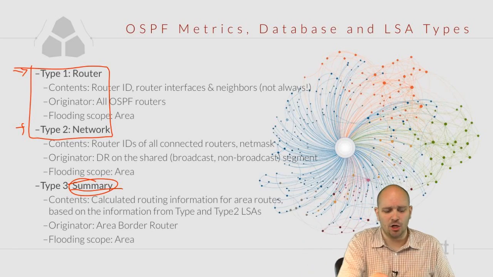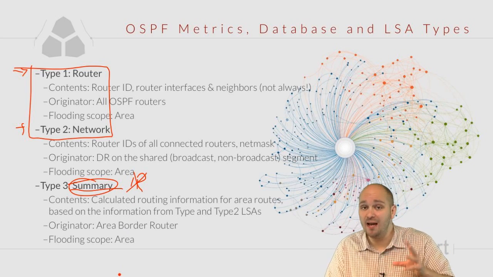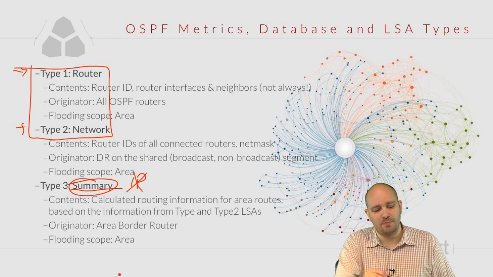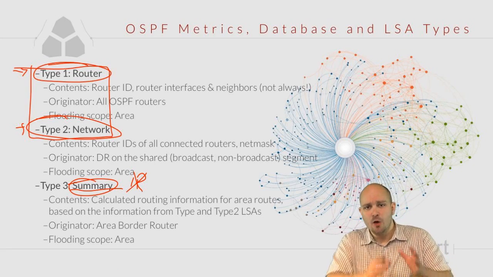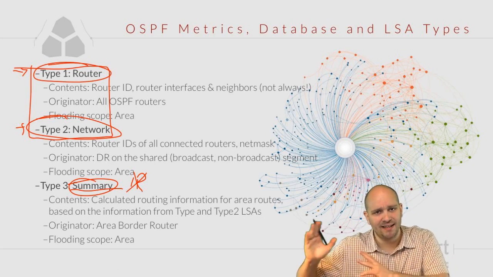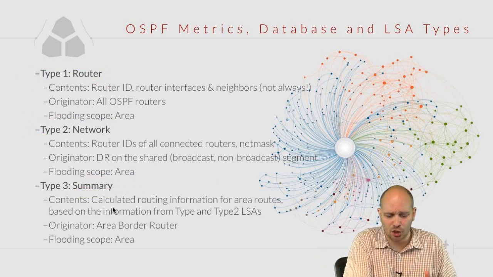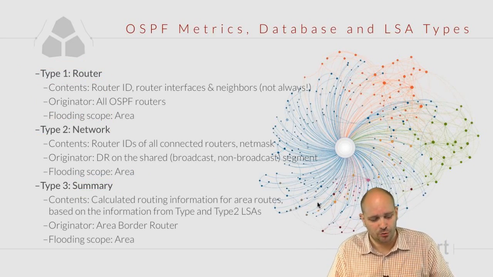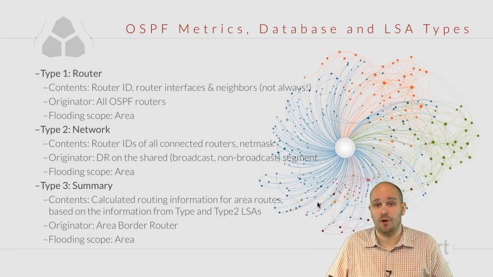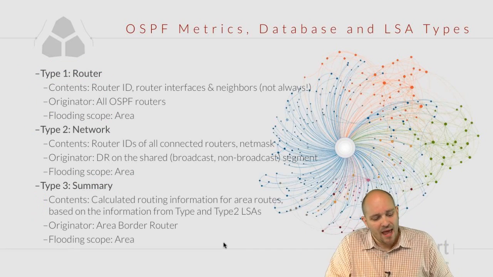By summarizing here, I don't mean perform IP summarization. That too can be done by the ABR during the same process, but by default what is being summarized is the information about type 1 and type 2 LSAs. We are hiding the complexity, we are hiding that information from other areas. So the contents are calculated routing information for area routes, not routers, but routes, based on the information from type 1 and type 2 LSA. So all I had to do was really just read what I already wrote here.